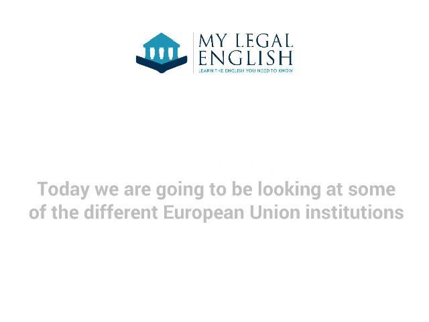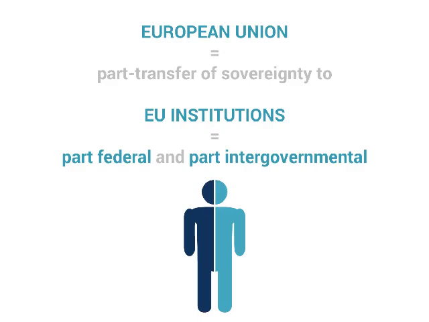Today we are going to be looking at some of the different European Union institutions. One of the principal distinctions between the European Union and the other international organizations existing in the world today is the sophisticated and powerful nature of its institutions. Indeed, unlike most other international organizations, EU member states have transferred a significant part of their national sovereignty to these institutions. It is for this reason that the EU should not be considered to be just another intergovernmental organisation.